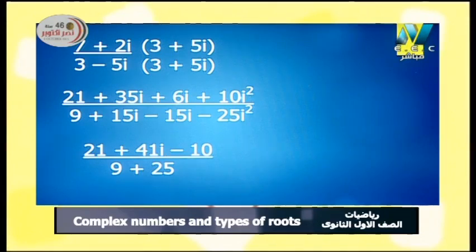And don't forget that i power 2 equals negative 1. So negative 1 times 10 equals negative 10. And we have the denominator. 9 has no like term with it, so it stays as it is here. And we have 15i minus 15i. The answer will be 0 here. And still negative 25i power 2. i power 2 will be negative 1 multiplied by negative 25. The answer will be positive 25.